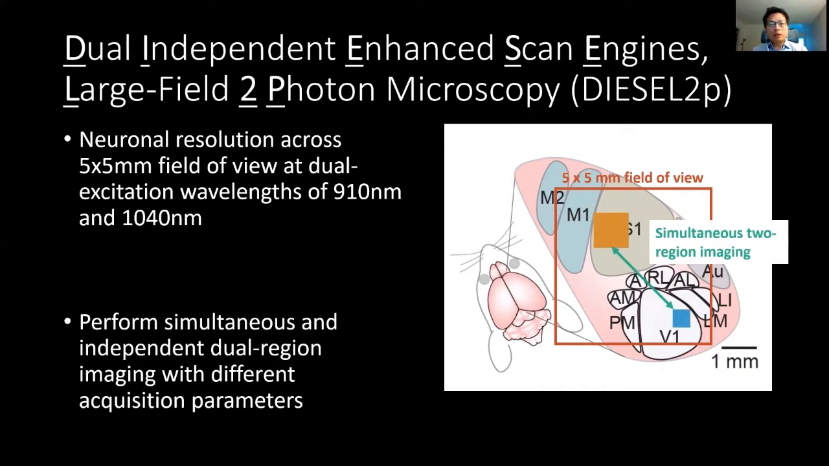Secondly, the Diesel2P system can perform simultaneous two-region imaging, and especially it can configure the imaging parameters of each region independently. For example, the two imaging regions can have different frame rates, scan region sizes, and even scanning patterns. The imaging parameters can be individually optimized to meet the imaging requirements from different brain regions.